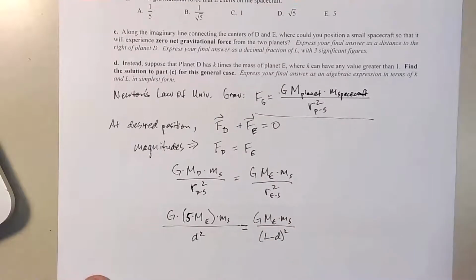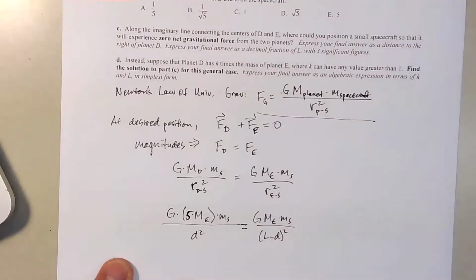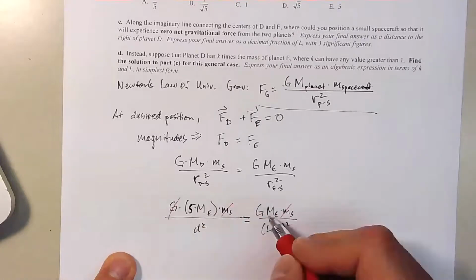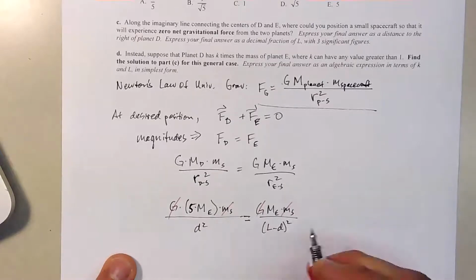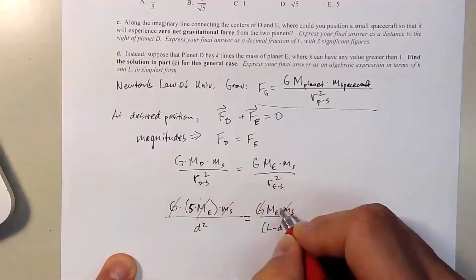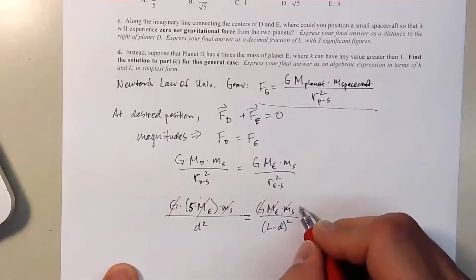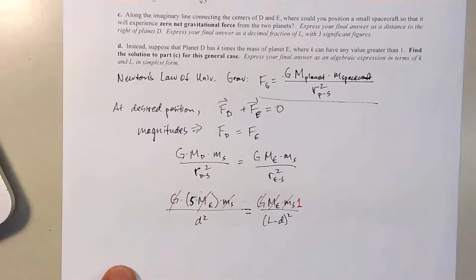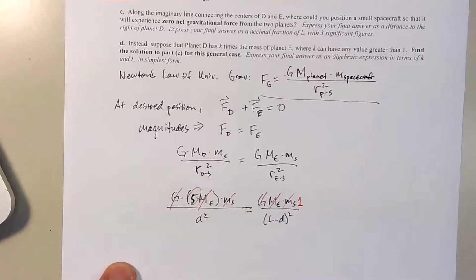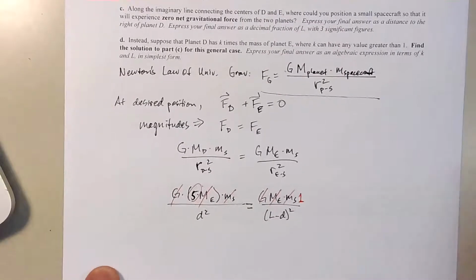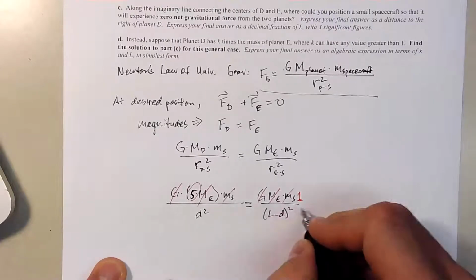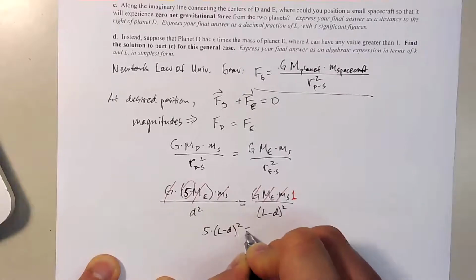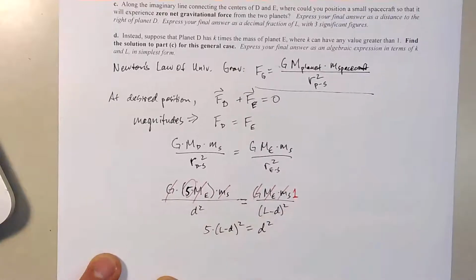Well, now it looks like a lot of this is going to cancel. The mass of the spacecraft cancels out. The gravitational constant cancels out. The mass of planet E cancels out, leaving a 1 in the numerator here. And we're left with a 5 in the other numerator. So we can just cross multiply. And this becomes 5 times (L minus d) squared is equal to 1 times d squared.